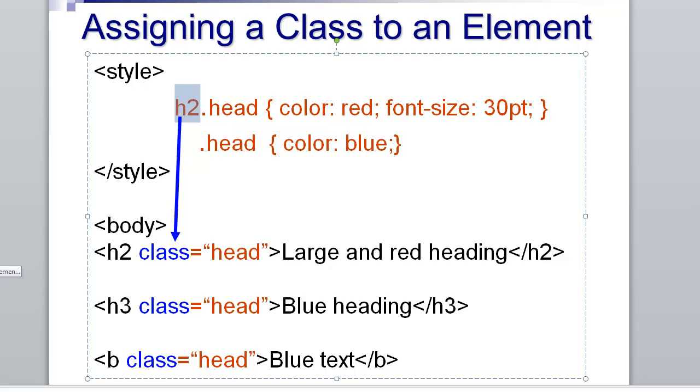The beauty of a class is that we can use the expression class equals head many times in the same document, as opposed to an ID attribute. If we had an ID equals head, we can only use it once in that document.